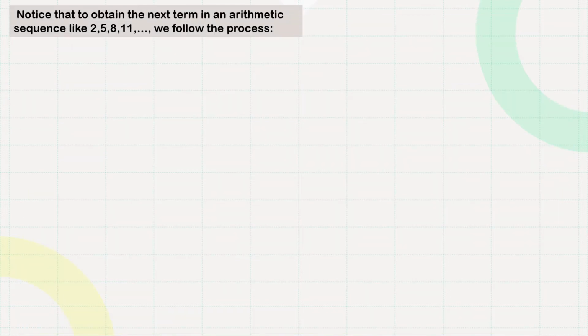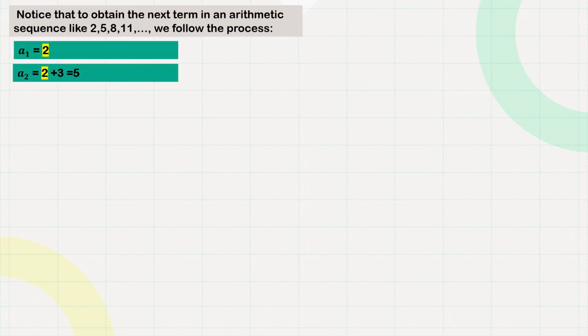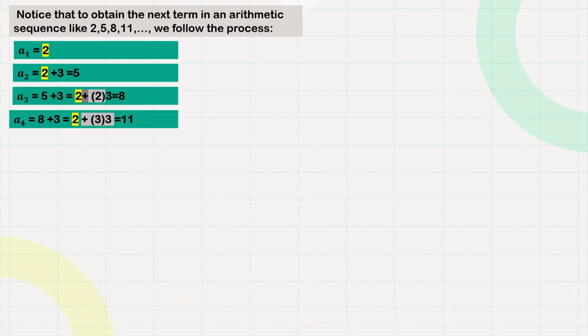Let us observe the process to derive the formula of the arithmetic sequence. Observe. Let us use the sequence 2, 5, 8, 11. Everything is laid out. A sub 1 is 2. A sub 2 is the first term plus 3 equals 5. A sub 3 is the second term plus the common difference.